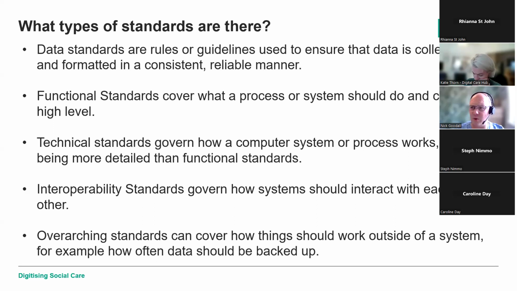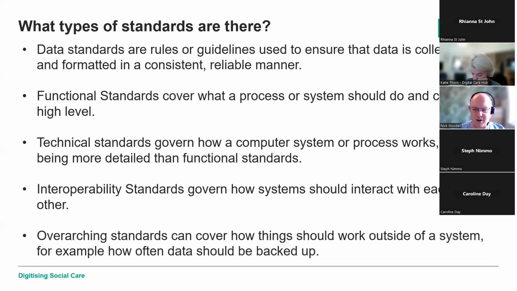Functional standards cover what a process or system should do. So that is, for example, of a high level one, your mobile phone should be able to make calls, send text messages in this way. They don't have to be super detailed and very often aren't. Technical standards govern how computer systems or processes work, often being much more detailed. And interoperability standards govern how systems should interact with each other, so what language they speak.